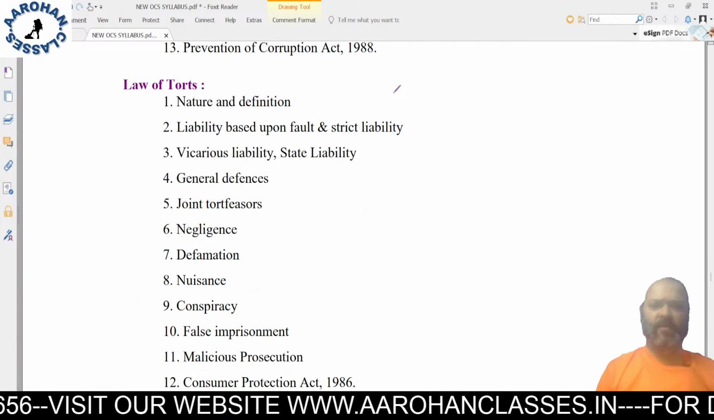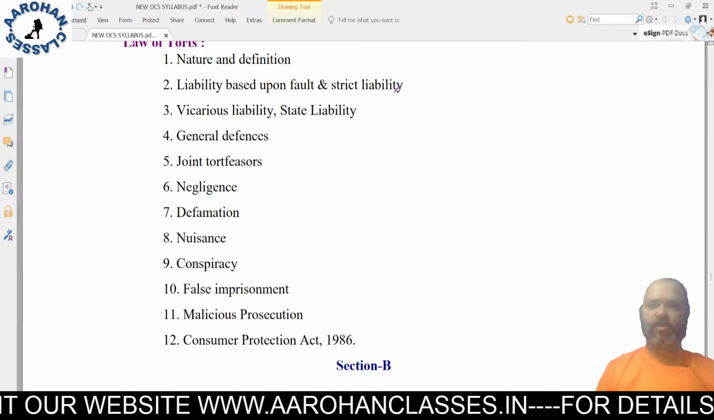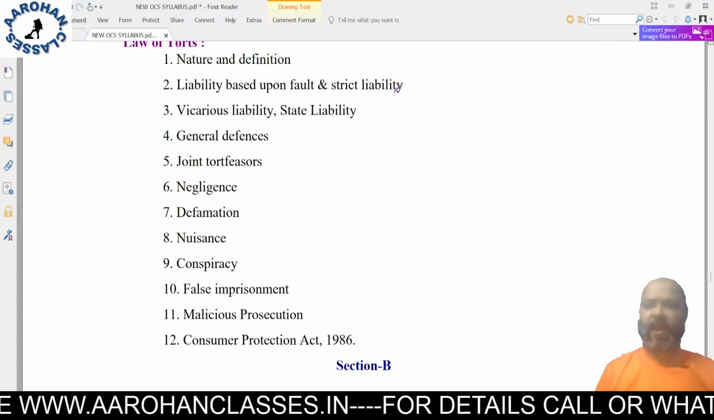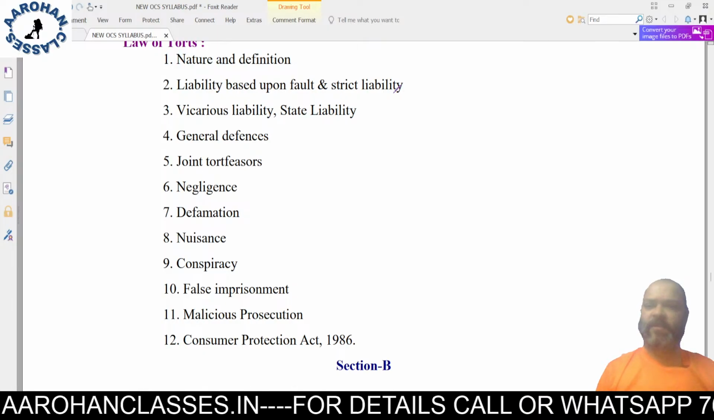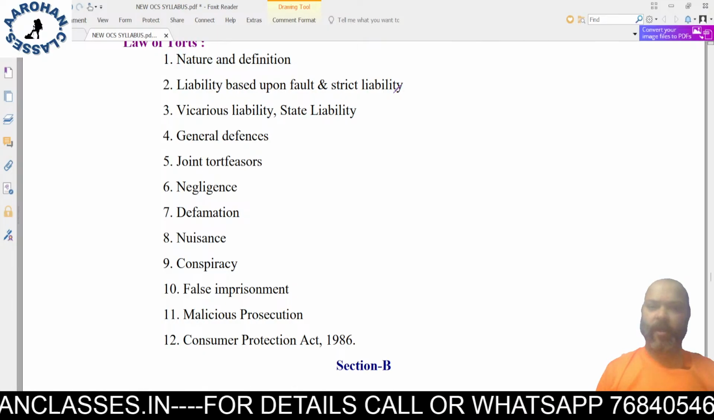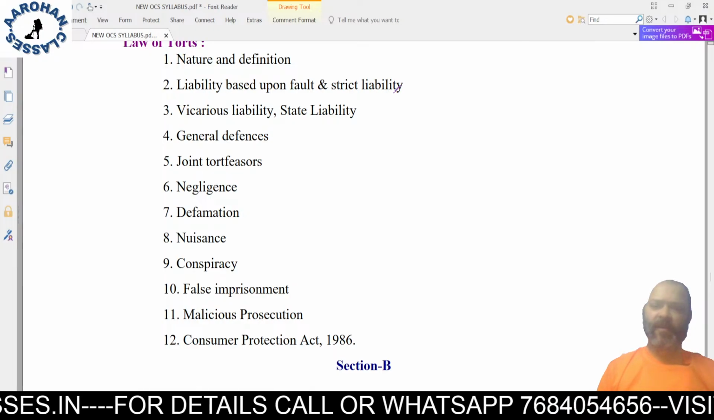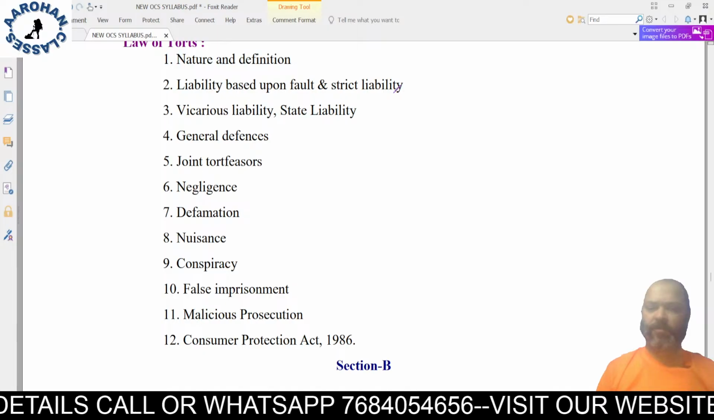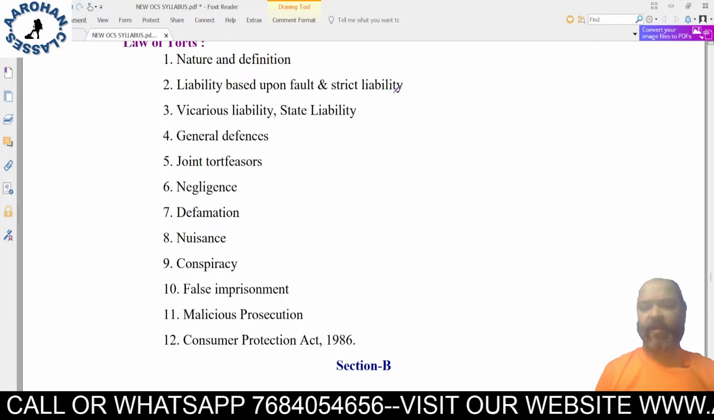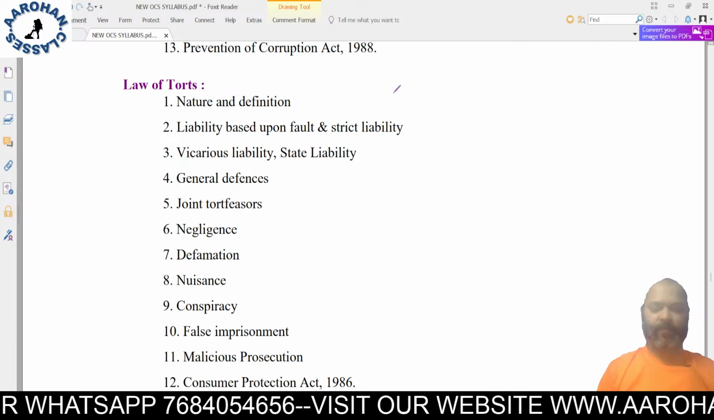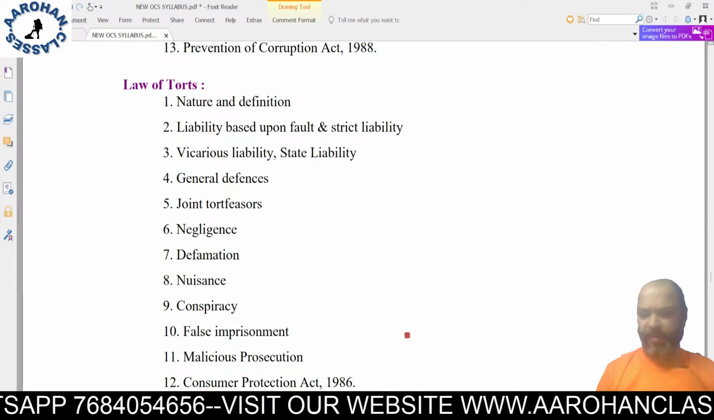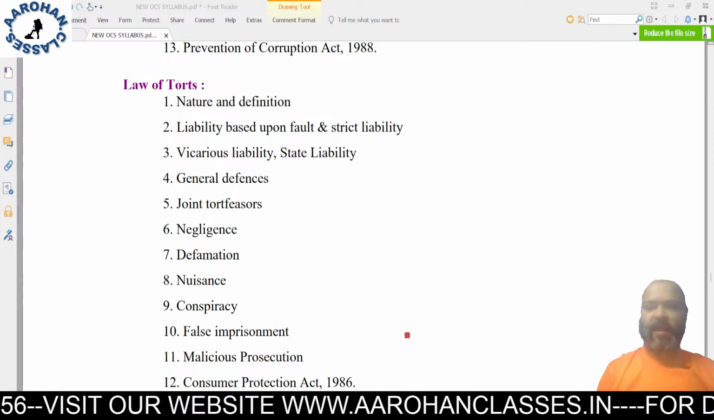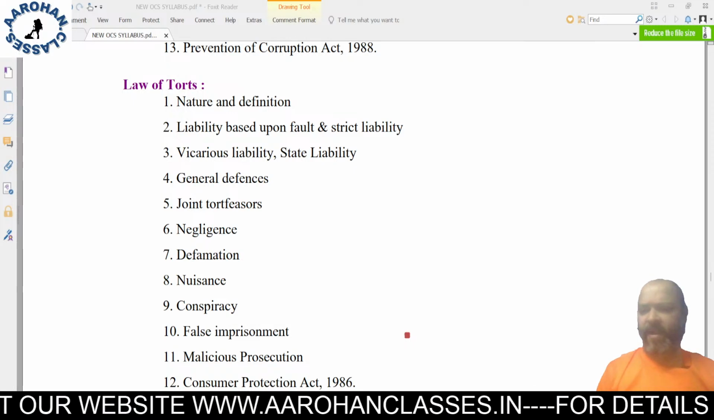Then comes the law of tort. So: nature and definition, liability based upon fault and strict liability, vicarious liability, state liability, general defenses, joint tortfeasors, negligence, defamation, nuisance, conspiracy, false imprisonment, malicious prosecution, and the Consumer Protection Act 1986. Again, for torts many books are available, right? The book I generally follow is Bangia. Other books are also there.